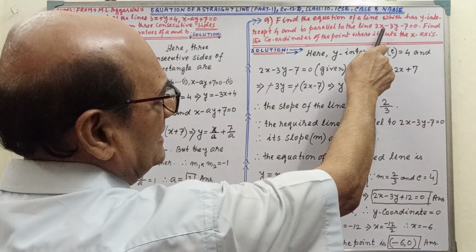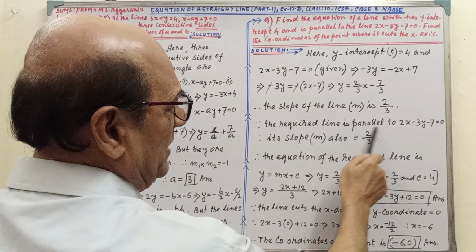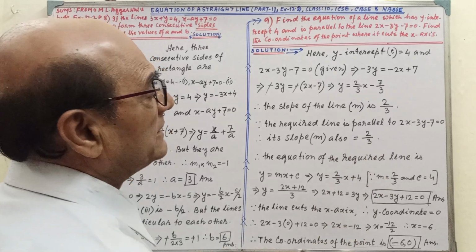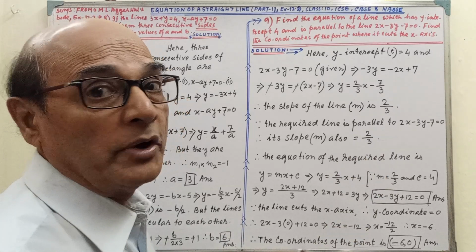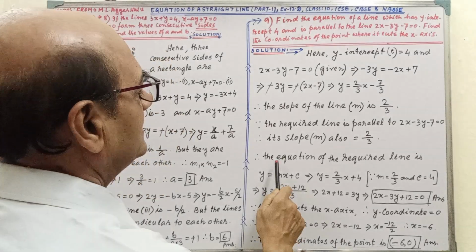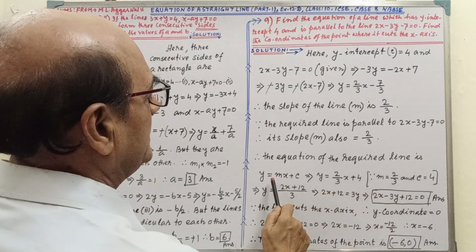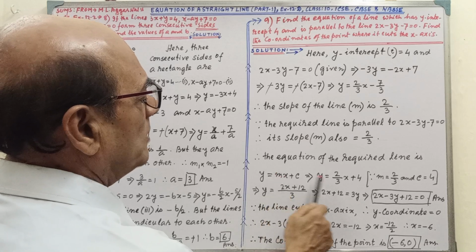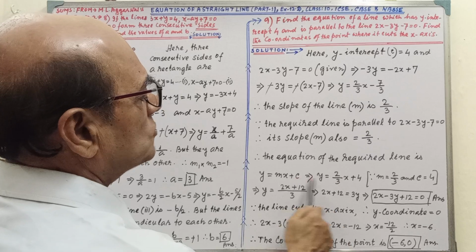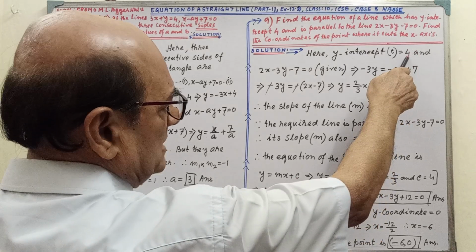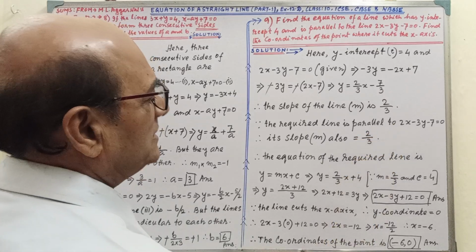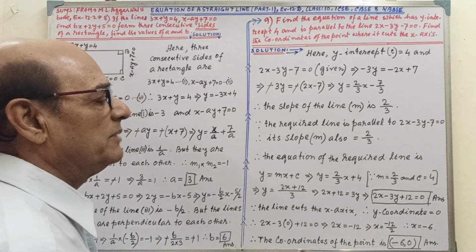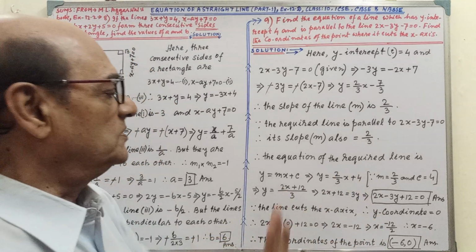And this required line is parallel to this line. Therefore, its slope is also 2 by 3. That means slopes are equal when the lines are parallel. And therefore, the required equation of the line is in intercept form, that is y equal to mx plus c. In place of m, we are putting 2 by 3. In place of c, we are putting 4. That is intercept 4 and slope is 2 by 3. Then by simplifying, we are getting the required equation 2x minus 3y plus 12 equal to 0.